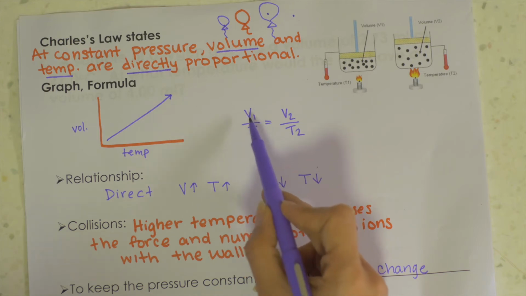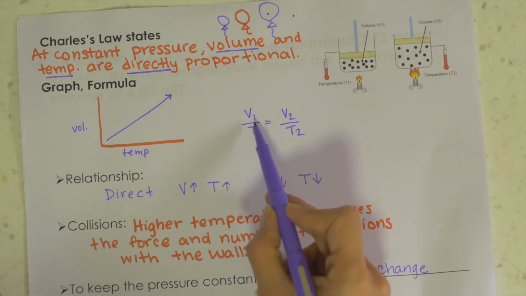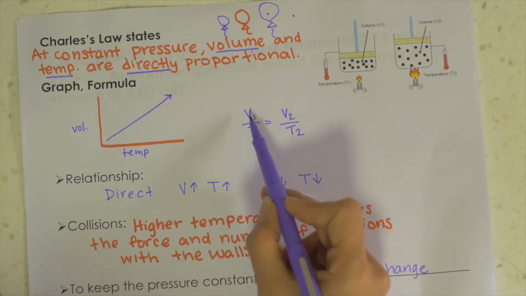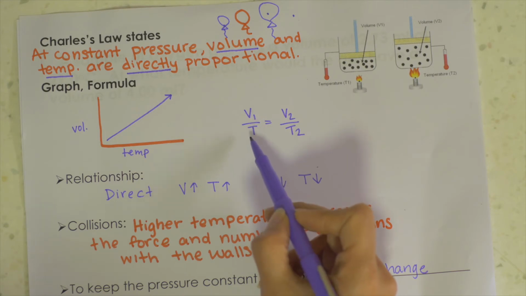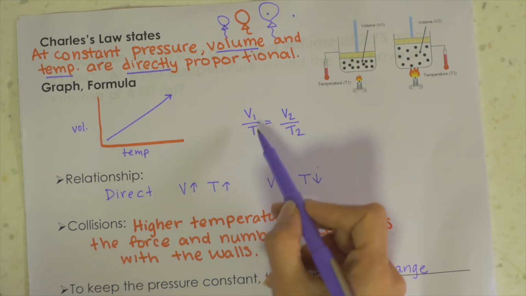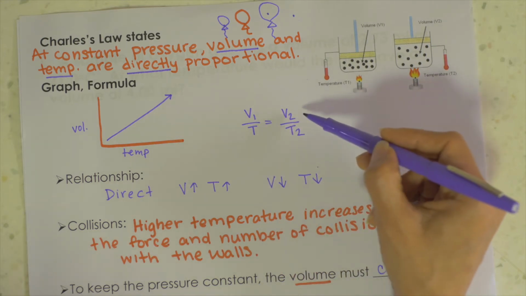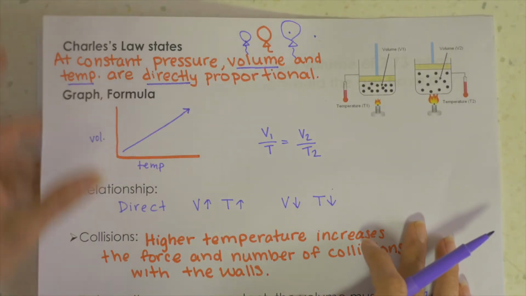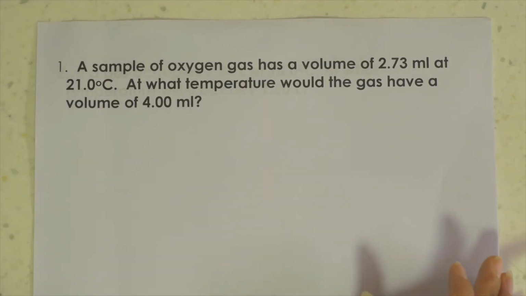Well, this division helps me remember that it's a direct relationship. They both start with D, so it's just an easy way to remember: division, direct relationship. And also when we see a fraction like this, we should know from the math perspective that this is a proportion. This is a ratio, volume to temperature equaling volume to temperature. All right, so let's do a practice problem and see how we can apply these.